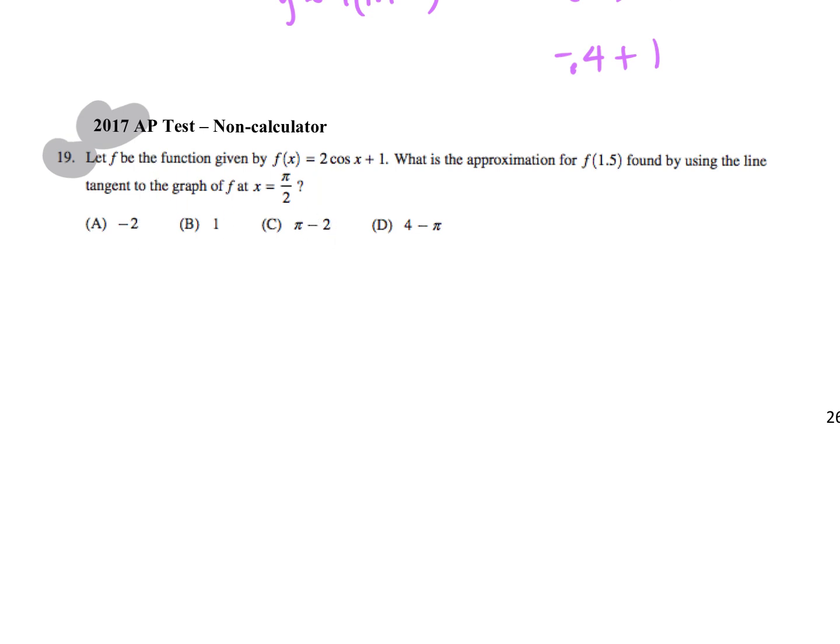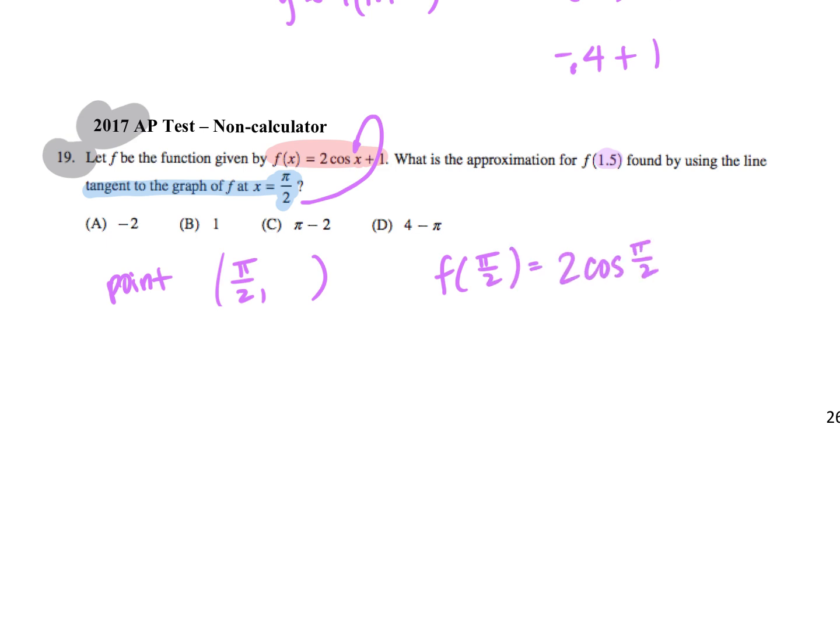Whew. F is this function. Here's F. What is the approximation when x is 1.5 by using the tangent line when x is pi over 2? You guys, we need a tangent line when x is pi over 2. To write the equation of a tangent line, I need a point and a slope. My point would be pi over 2, what? I don't know. That's going to be my point. Can I go find my point? When x is pi over 2, how am I going to find the point? Plug it in, boop. I'm going to find f of pi over 2. I'd have 2 times the cosine of pi over 2 plus 1.